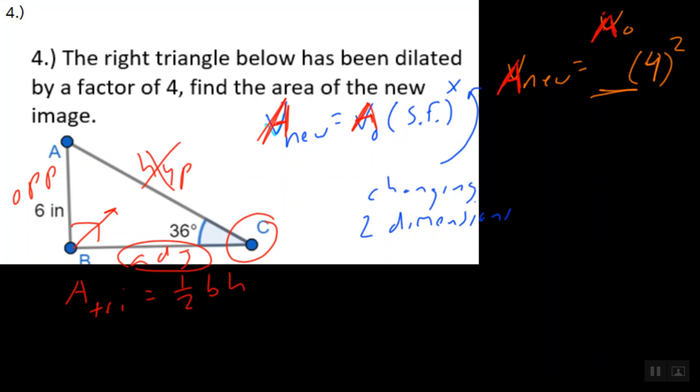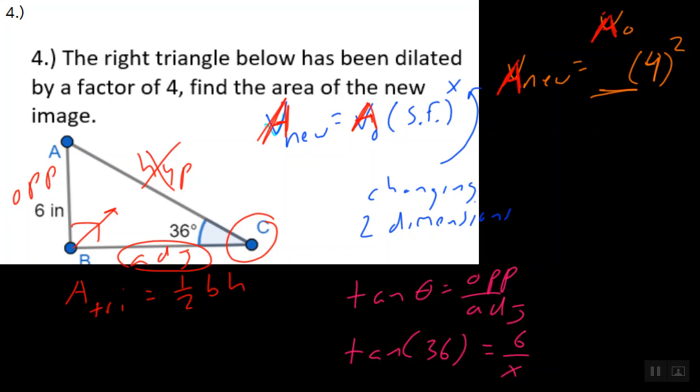In order to find the area of the triangle, we're going to have to first use a little bit of trigonometry. So let's go ahead and set this up. We know that we will use, let's switch colors here, tangent theta, which is equal to the opposite over the adjacent. Let's plug in everything we have. We have the tangent of 36 degrees is equal to 6 over x.